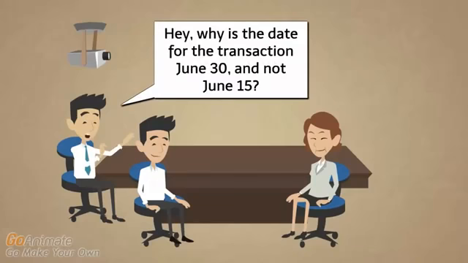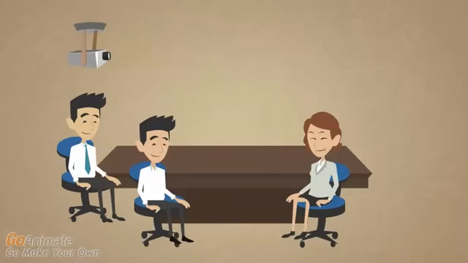Hey, when is the date for the transaction June 30th and not June 15th? Good spotting. On June 15th, we placed the order, but there's no transaction yet because we haven't had an exchange of cash, goods, or services. It's not until June 30th, when we take physical delivery of the inventory, that we have to record a transaction.